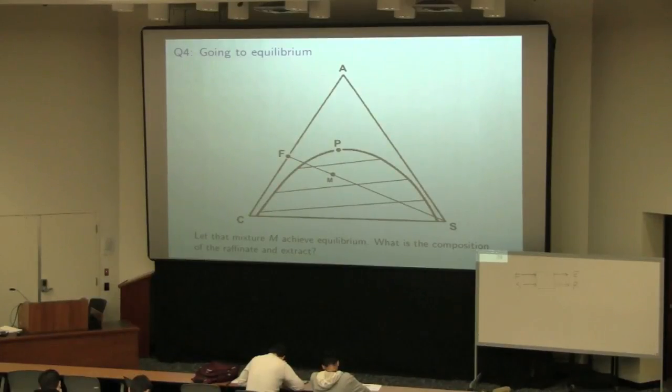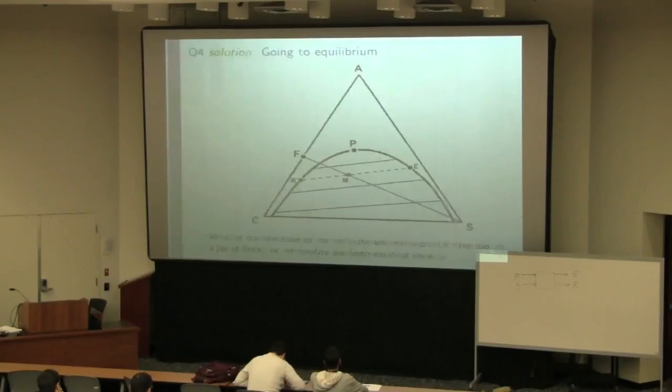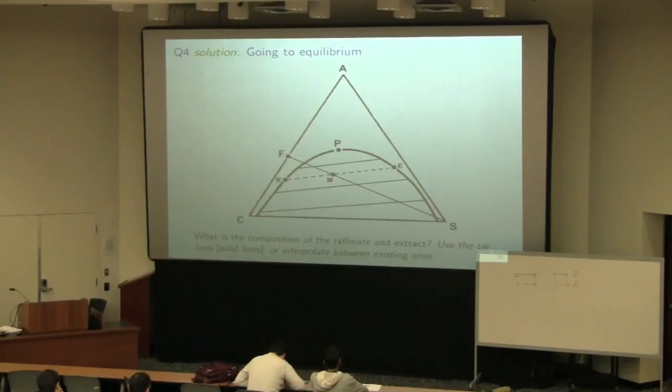Okay, which one's on the left-hand side? Extract on the right. So that's correct. The mixture M will equilibrate and spread along tie lines. Now there isn't a tie line through point M, so we interpolate one. So we create an interpolated tie line that's shown in the dashed lines over there.